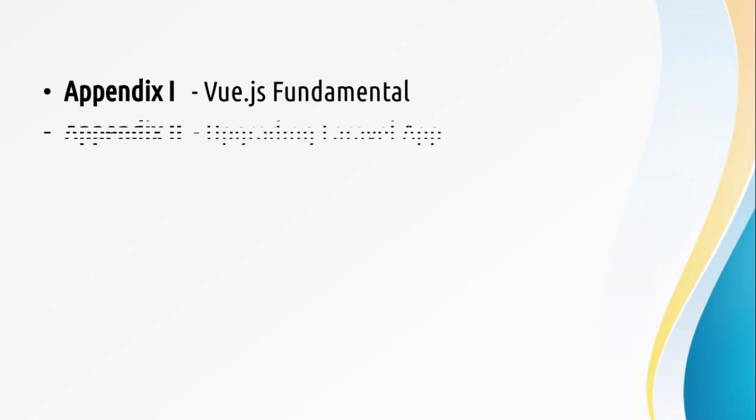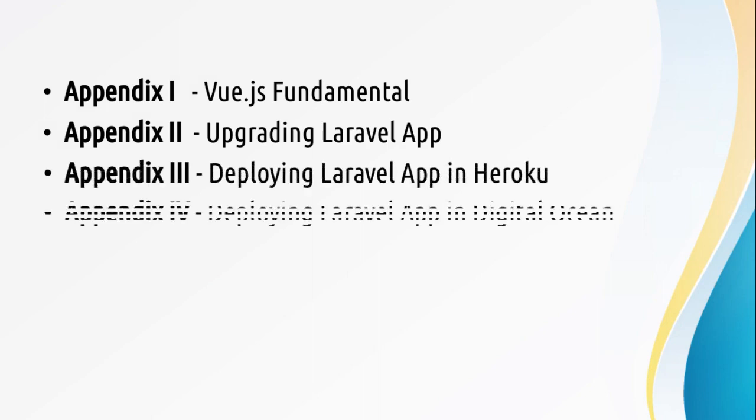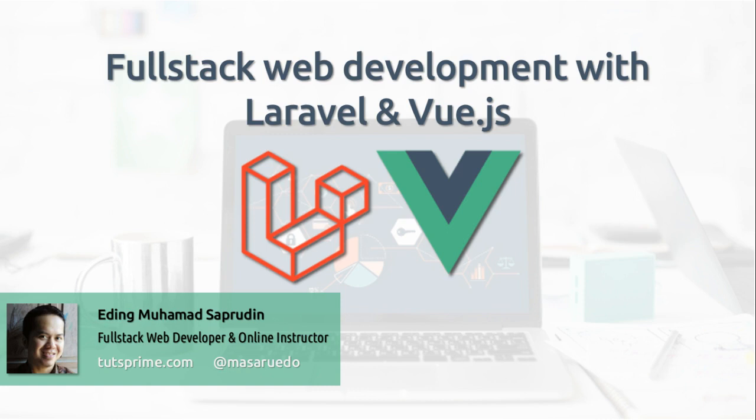Then in the upgrading Laravel app section, you'll see how to upgrade your Laravel app to make it up to date. Then if you want to deploy your Laravel app, you can see how to do that in the deploying Laravel app in Heroku or deploying Laravel app in DigitalOcean sections. Alright, so that is a broad overview of the project that we're going to build and the course structure.